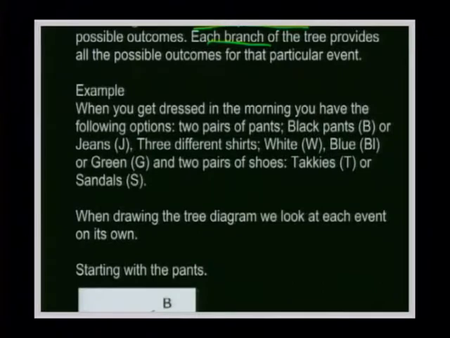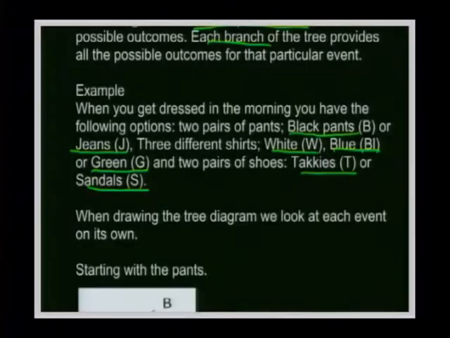So, when you get dressed in the morning, you have the following options. You've got 2 pairs of pants. You can either wear black pants or jeans. You've got 3 different types of shirts. You can wear a white shirt, a blue shirt, or a green shirt. And finally, you've got 2 pairs of shoes that you can use. We've got tackies or sandals.